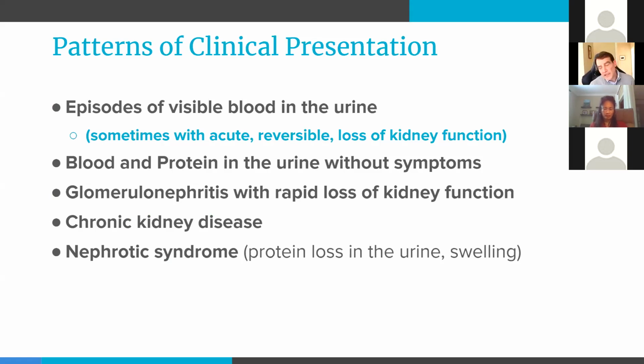The word nephrotic syndrome is a group of diseases that are typically characterized by fairly severe loss of protein in the urine and severe swelling of the legs. That is a minority of patients with IgA nephropathy. The majority present with more blood and less protein in the urine. Next slide.